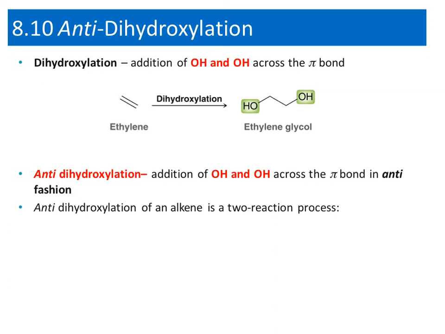The first way is anti-dihydroxylation. During this process, we are going to add two OH groups across the double bond, but in anti fashion. So we are going to add OHs across the double bond on opposite sides. And in order to perform such a transformation, we need peroxy acids. So let's look at this example.